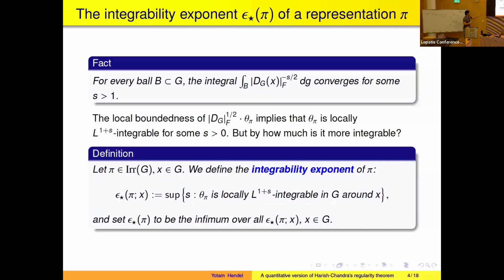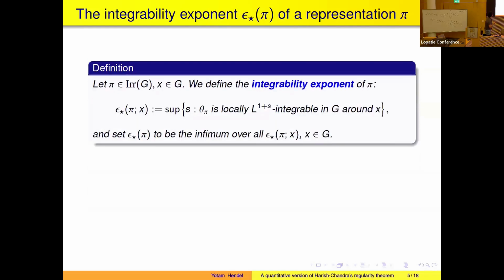Okay. And well, this is a local invariant, so I can consider it on small neighborhoods, but I can also define it globally. Just take the worst epsilon over all points. So epsilon star of pi is just the infimum of epsilon star of pi at x as x varies over G. And this is a singularity invariant of representations. Namely, it takes larger values for more singular representations. Also, well, it's a number, as you see. That's what I want to say. I think I want to keep the definition up.